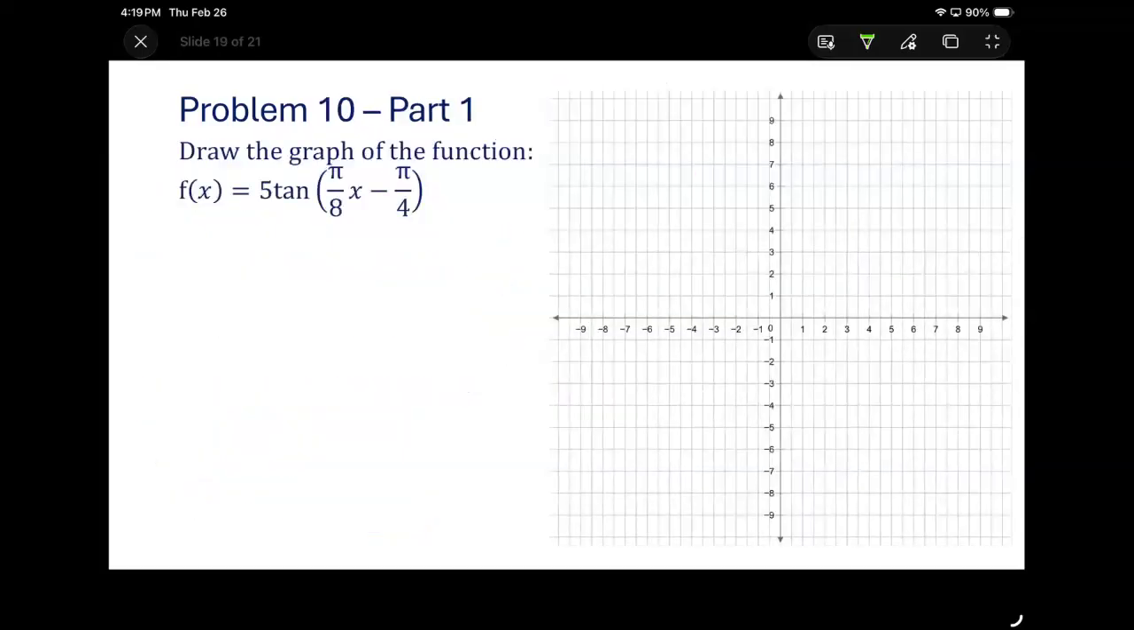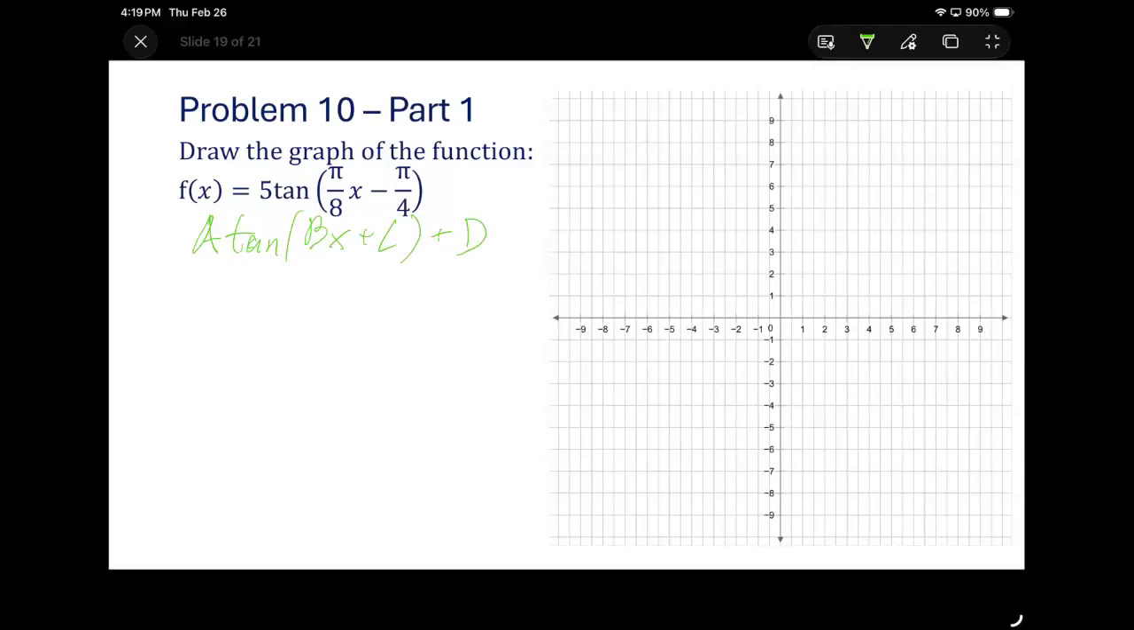Problem 10. And then here's, do we have it graphed? We do. So we have our tangent. So we have a tan bx plus c plus d.